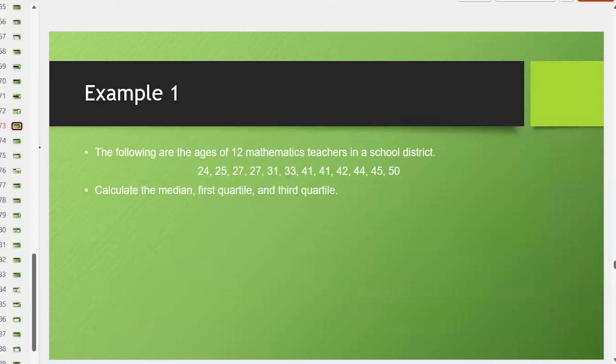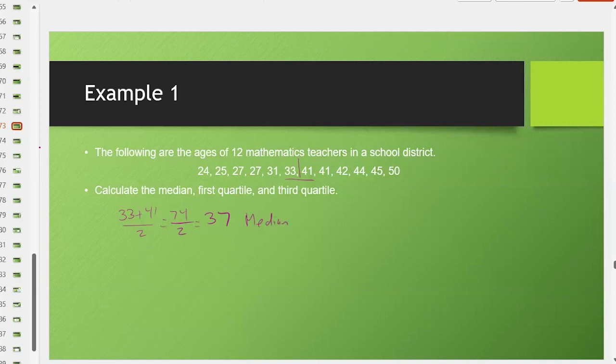So let's talk just a little bit more about this. We have ages of 12 mathematics teachers in a school district. We have all of these lined up in a row. If there are 12 of them, we know the median is going to be the number in the middle. So if we take 33 and 41, add them together and divide by 2, that's 74 divided by 2, which is 37. And so this would be our median.